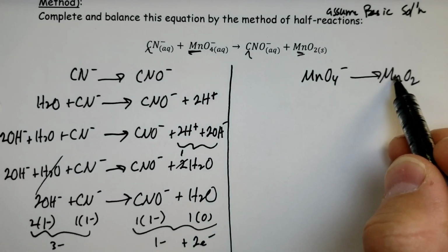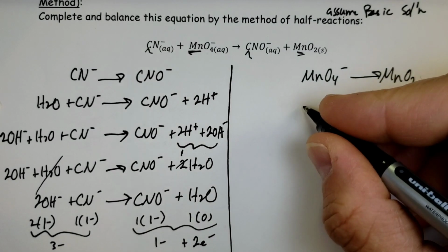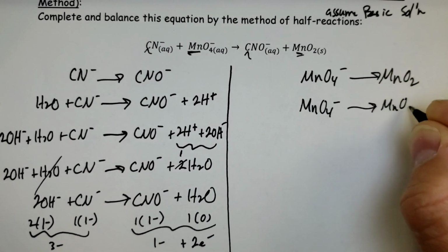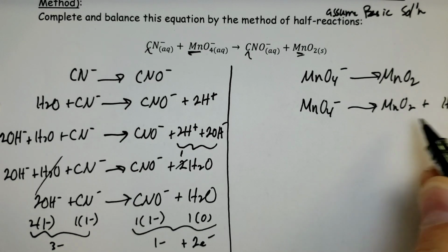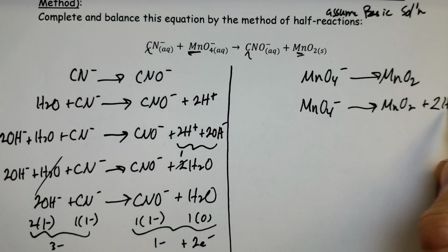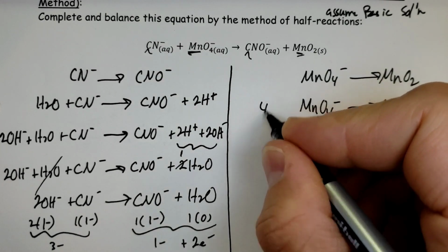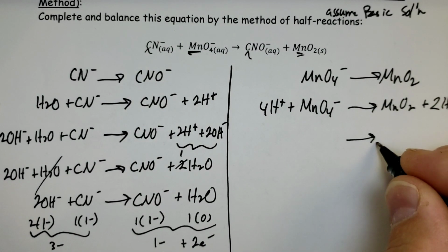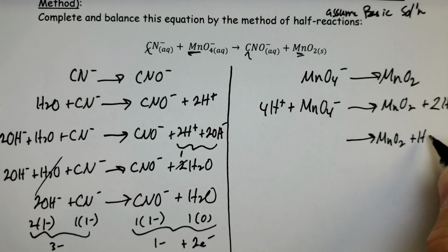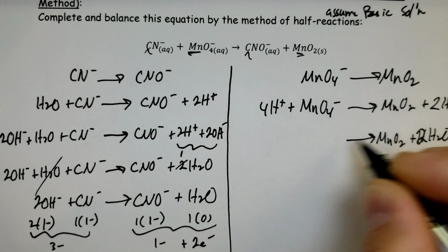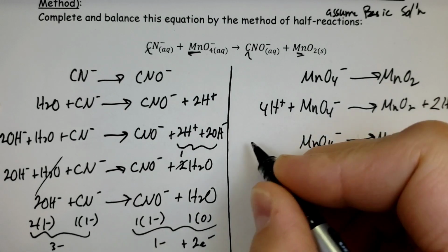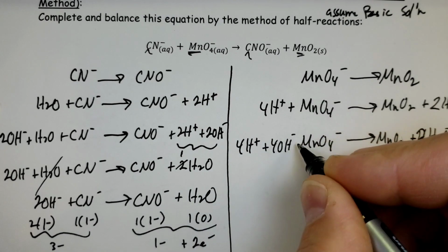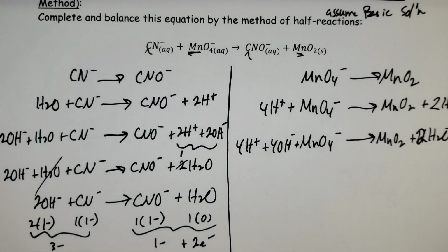One Mn, one Mn, we're good. Four O's, two O's. So obviously I'm going to have to add some water to the right to bring up the number of O's. So four O's, four O's. Four H's, four H's. Now if that was an acidic solution, that'd be good. I could continue on, balance charges, done. But it is a base solution, so I need to neutralize those H pluses by adding an equal amount of OH negatives. And I have to do the same thing on this side.